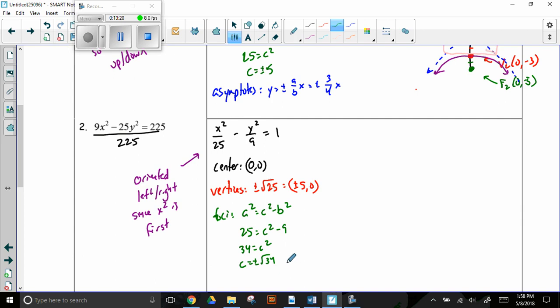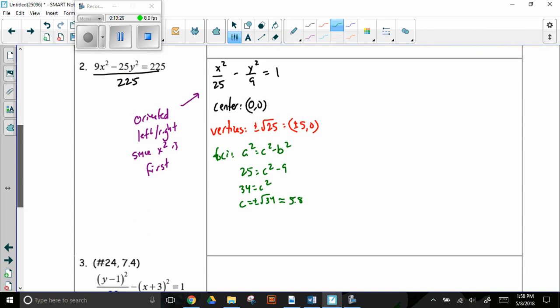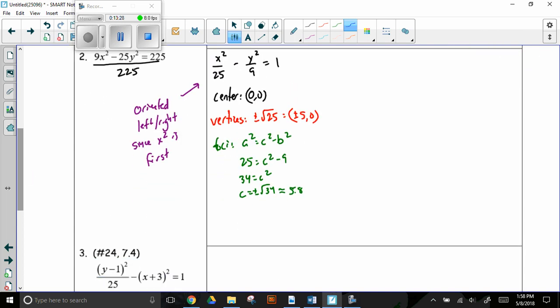And that's not going to be part of how you write it, but it does help you graph accurately, knowing that it's about 5.8. And then we also need to look at the asymptotes. And so our asymptotes, because it is left and right oriented, it's going to be plus or minus b over a times x. In this case, our b is 3, our a is 5. And so our equation is plus or minus 3/5 x. And so now we can graph all that.